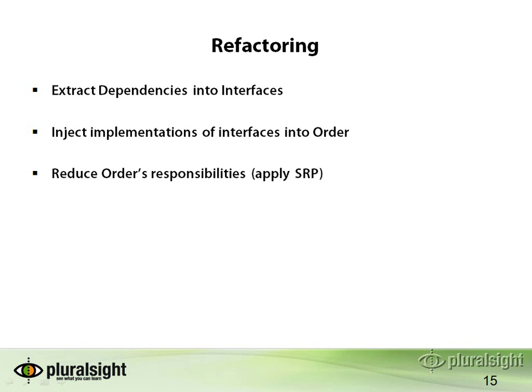When we refactor our example class, the things that we're going to do in order to apply the dependency inversion principle are to extract the dependencies out into interfaces and then inject implementations of these interfaces into the order. As a side thing, we'll also reduce order's responsibilities by applying the single responsibility principle, but we're going to just gloss over that as that's a separate module in and of itself.